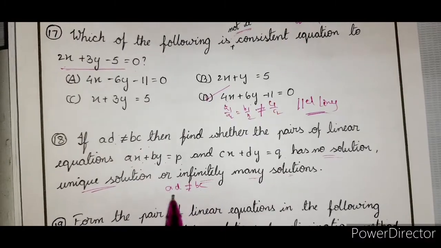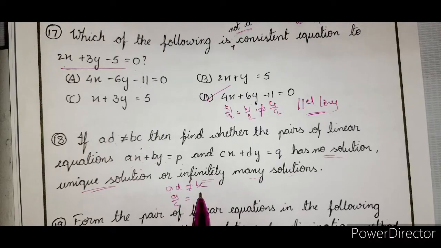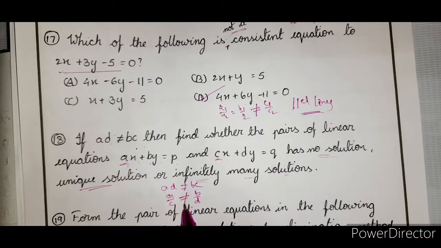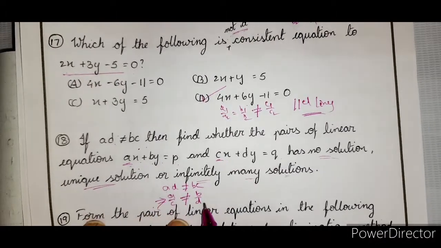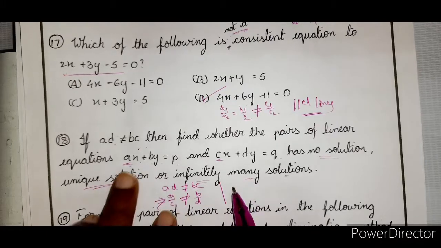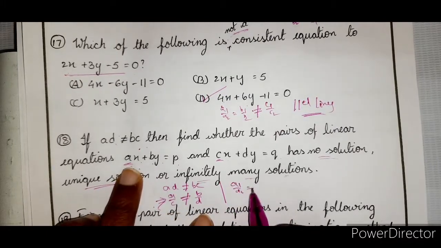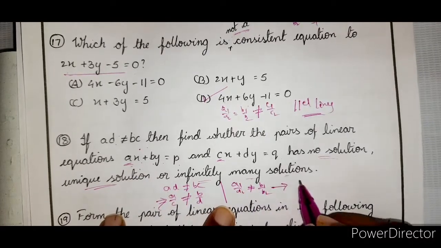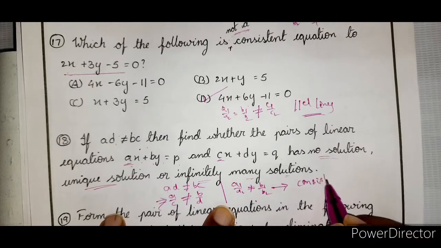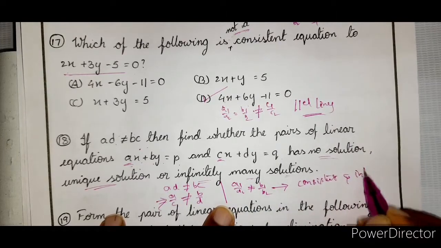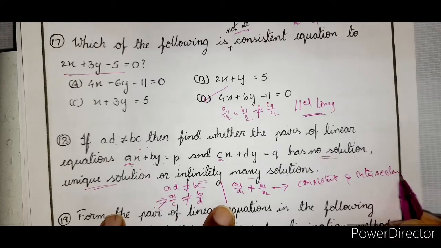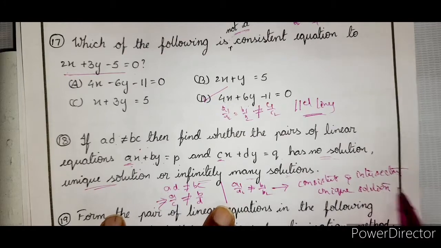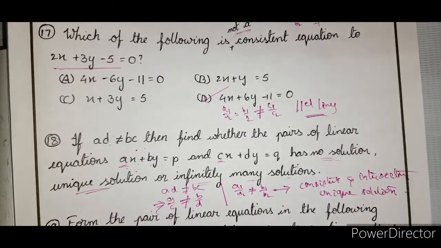So, I will convert it as A by C not equal to B by D. Right? A by C not equal to B by D. This implies, right? So, that means here the condition is A1 by A2 not equal to B1 by B2. If this is the case, then what is the kind of the solution? Consistent and intersecting. So, therefore, what solution will you have? Unique solution. You will have a unique solution. Clear? Right.